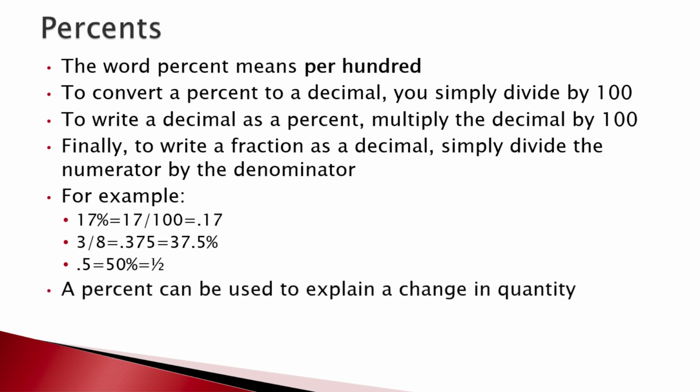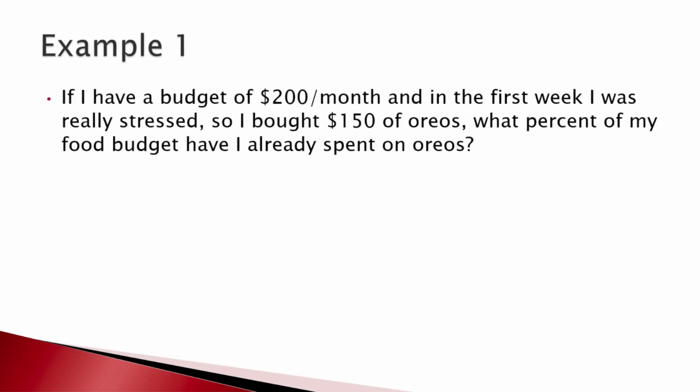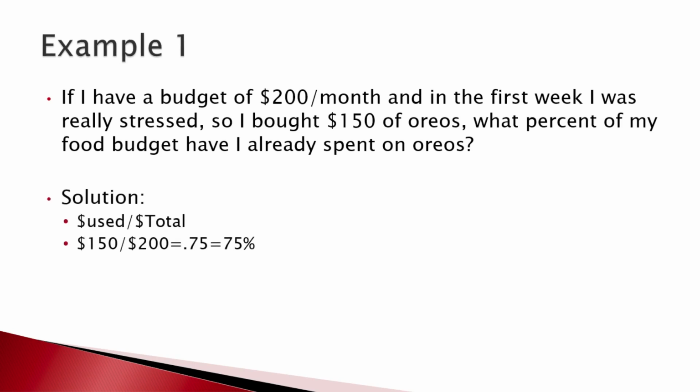A percent can be used to explain a change in quantity. So let's look at an example. If I have a budget of $200 a month, and in the first week, I was really stressed, so I bought $150 of Oreos. What percent of my food budget have I already spent on Oreos? Well, let's look at dollars used over dollars total. That's 150 divided by $200. That's 0.75 or 75%. So I've already used 75% of my food budget just on Oreos.